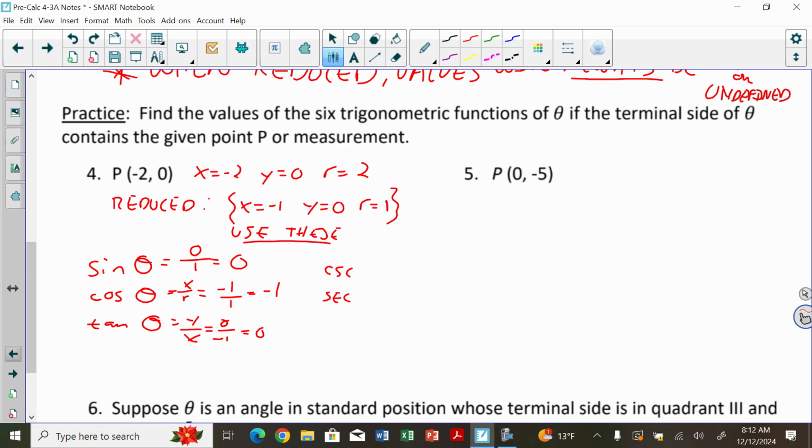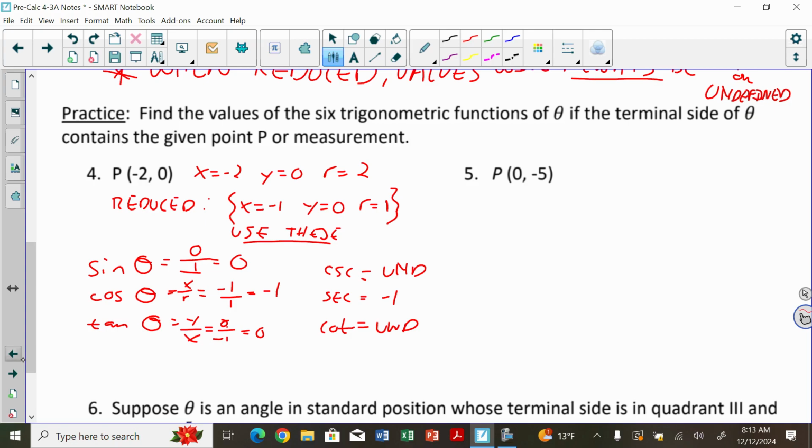I could use the x over y and r over y if I wanted to do that too, but I can just take the reciprocal. So I know that with 1 over 0, the reciprocal is going to make that undefined right here, right? Secant would still be negative 1, and cotangent would be undefined because I'd have a 0 in the denominator as well. Okay, let's try another one.